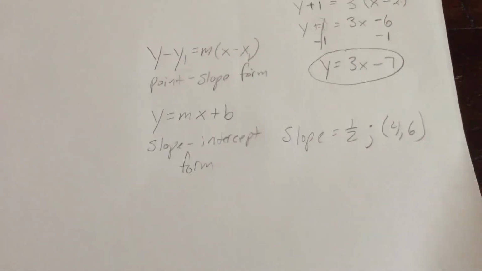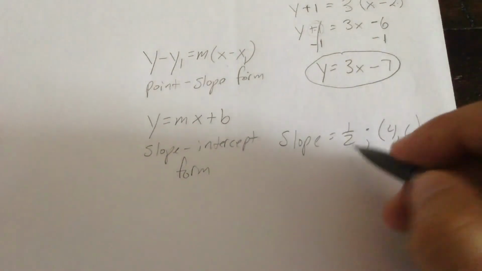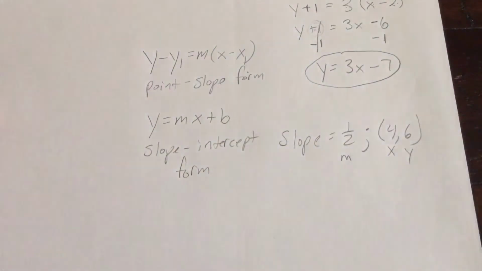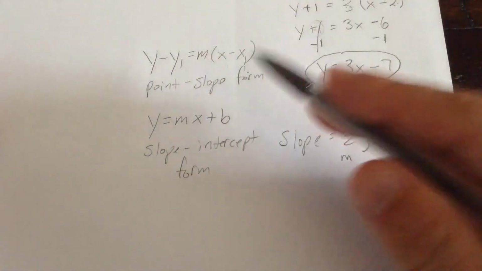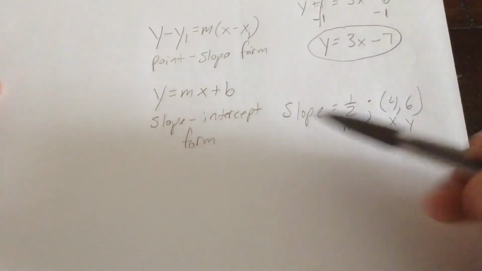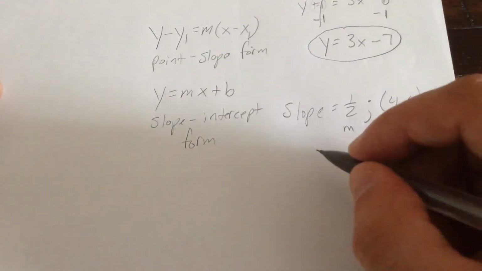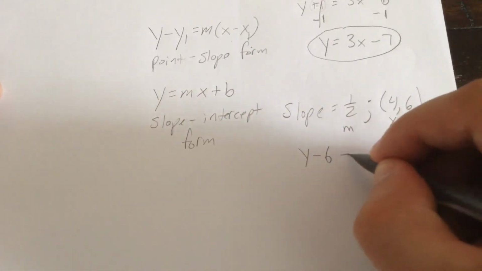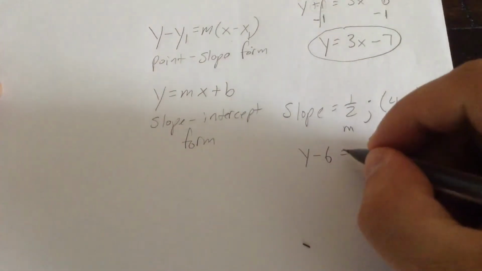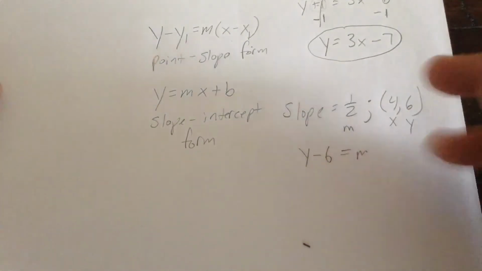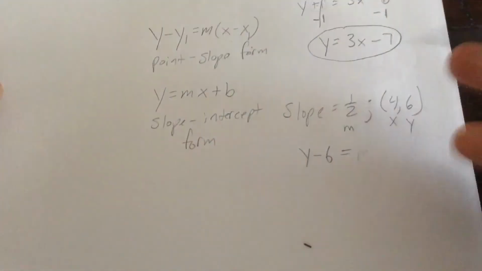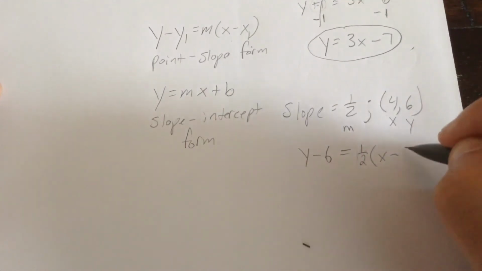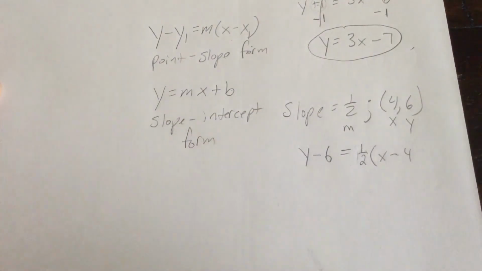For the other problem, I have a slope of half, so that's m. There's my x, there's my y. Okay, so same deal. I'm going to sub it into point-slope, and I'm going to make it look like slope-intercept. So I'm going to go y minus y1, which is 6, equals m, which is half, times x minus 4.